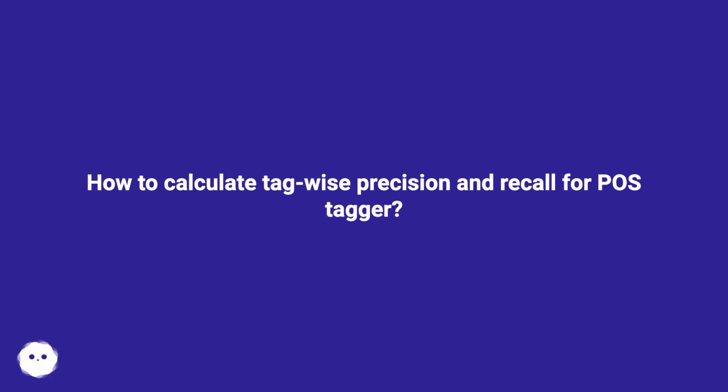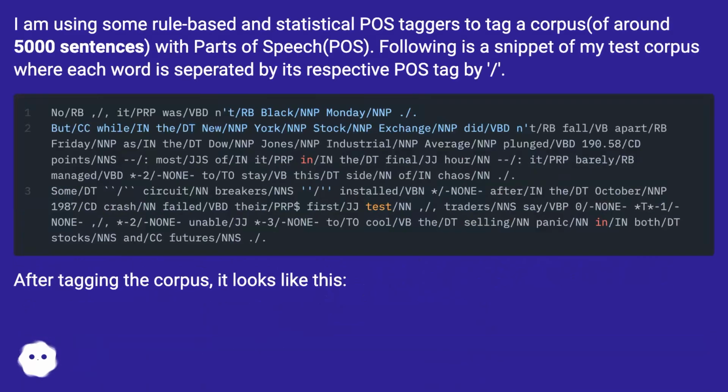How to calculate tag-wise precision and recall for a POS tagger. I'm using some rule-based and statistical POS taggers to tag a corpus of around 5,000 sentences with parts of speech, POS. Following is a snippet of my test corpus, where each word is separated from its respective POS tag by a slash. After tagging the corpus, it looks like this.